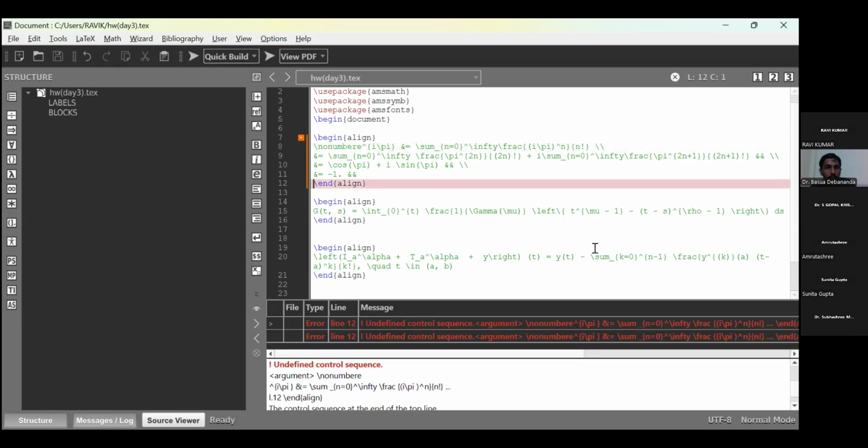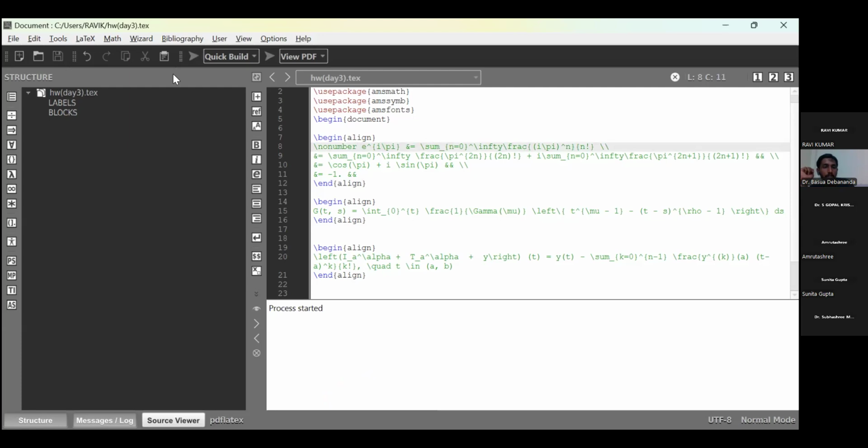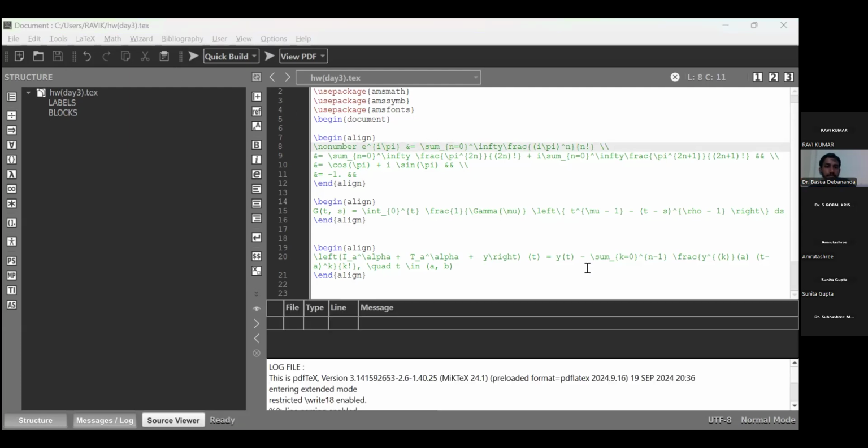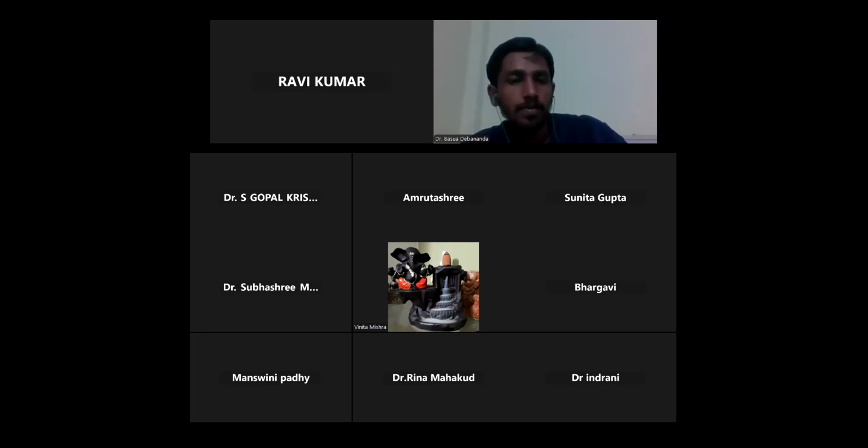And also you give a space, otherwise some error comes. After slash no number, you give a gap. Yes, space, then now you compile. Yes, sir, I got it, sir. Thank you, sir. Okay, sir, I got it.